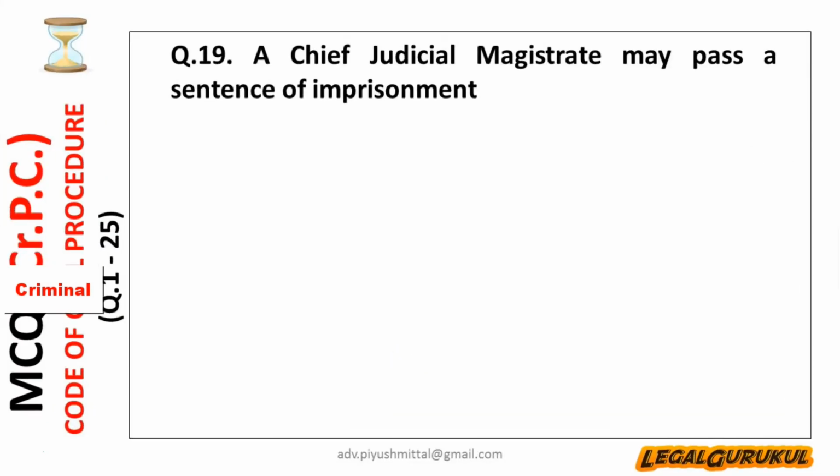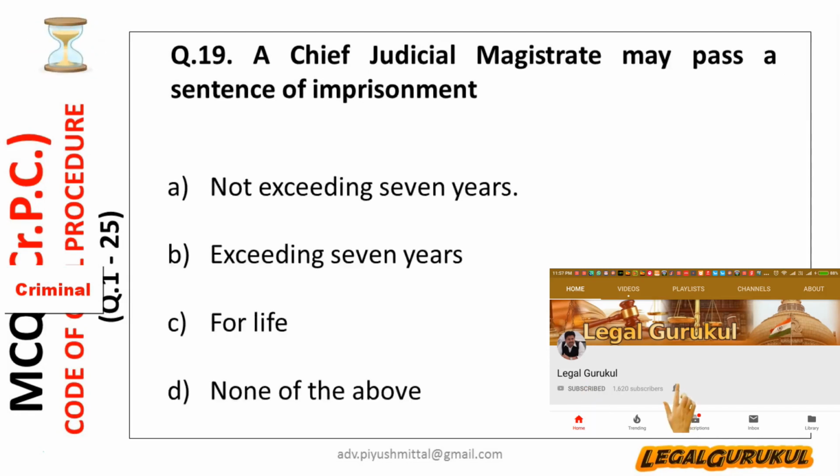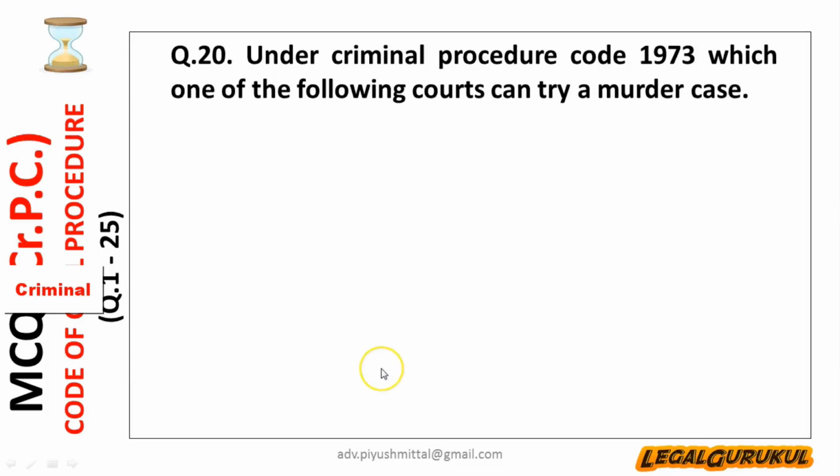Question number 19. A Chief Judicial Magistrate, CJM, may pass a sentence of imprisonment A. Not exceeding 7 years. B. Exceeding 7 years. C. For life. D. None of the above. And the correct answer is A. Not exceeding 7 years.